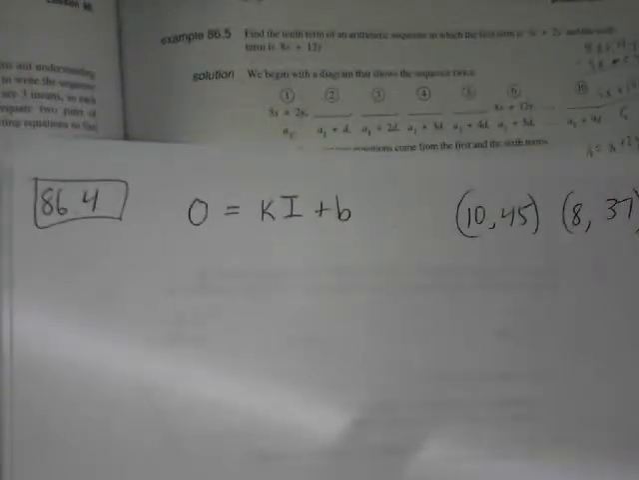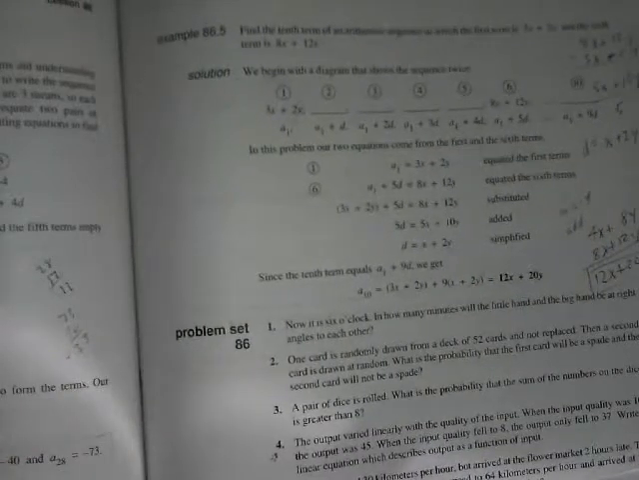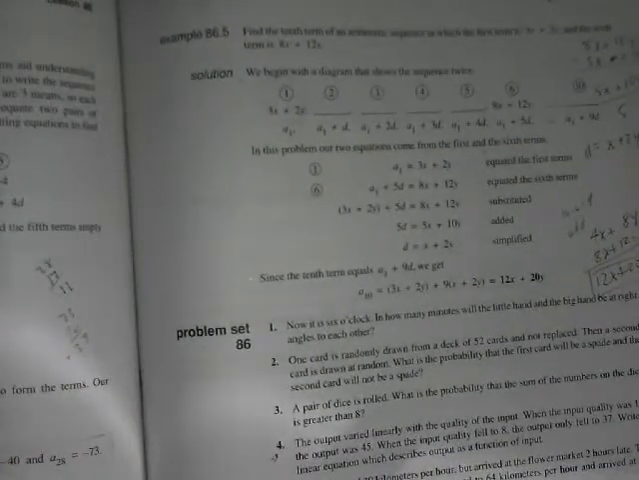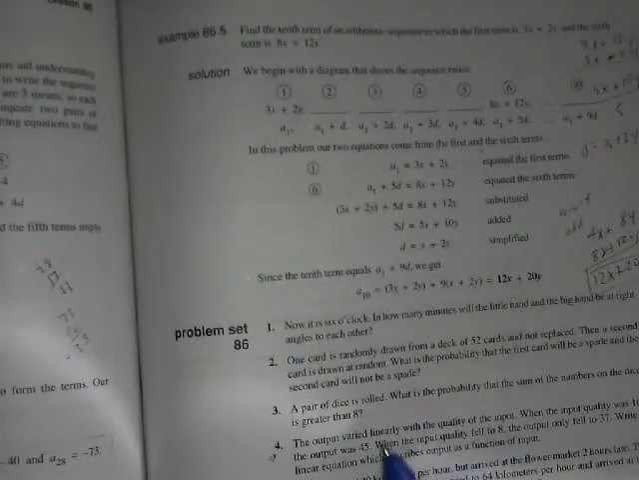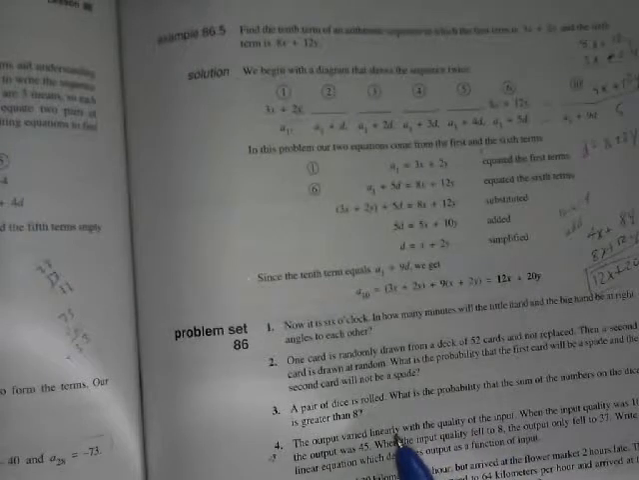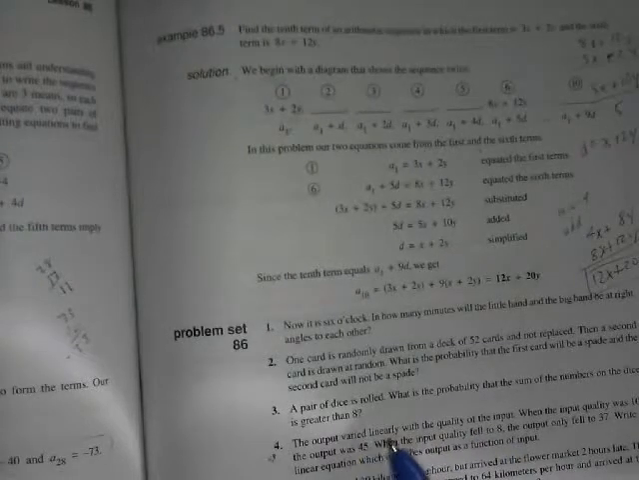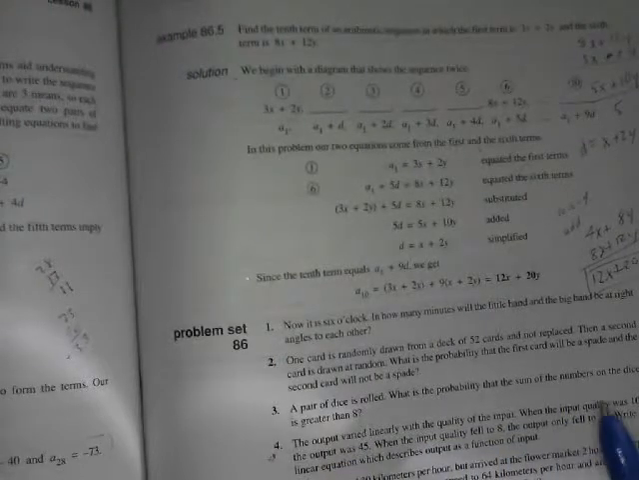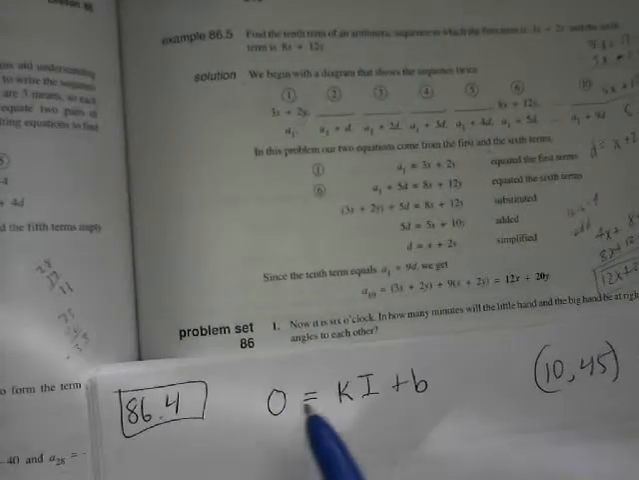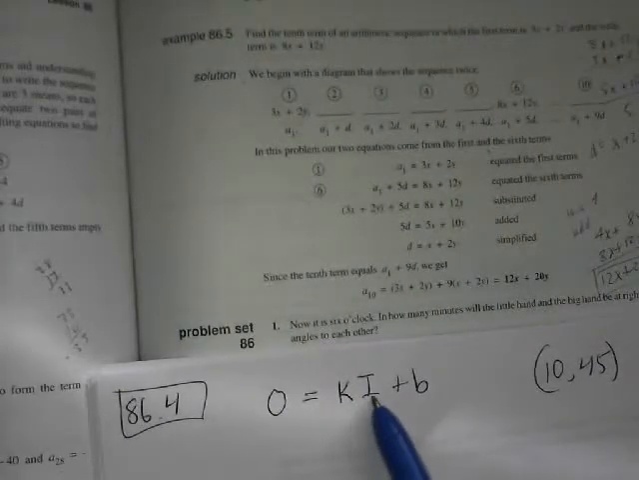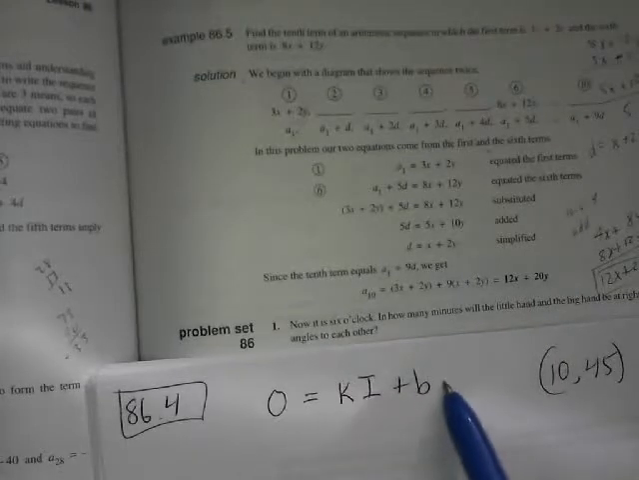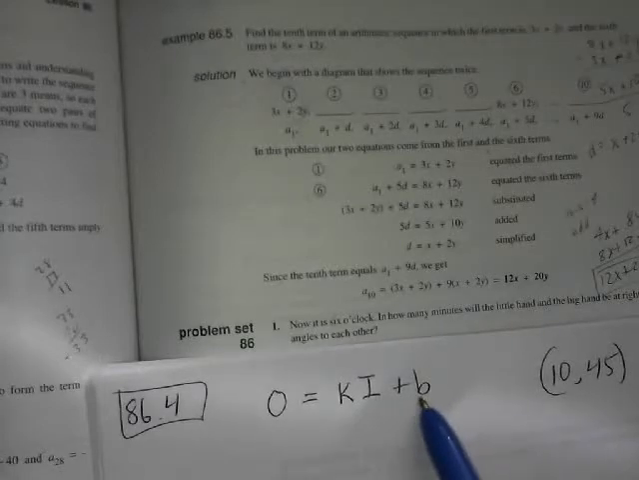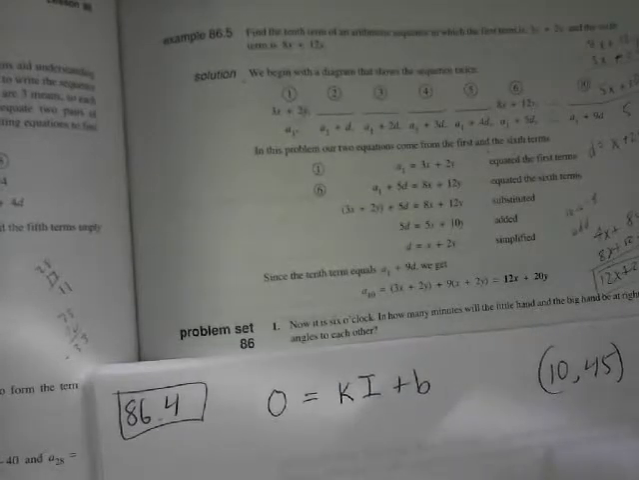Lesson 86, number 4. The question reads, the output varied linearly with the input. So that reminds me of direct variation and inverse variation, but this is linear variation. So kind of reminds me of y equals mx plus b, but I'm going to write it as output varied linearly as input. You have to have the b on there. So it's just like direct variation, but you have a starting point that's not 0.